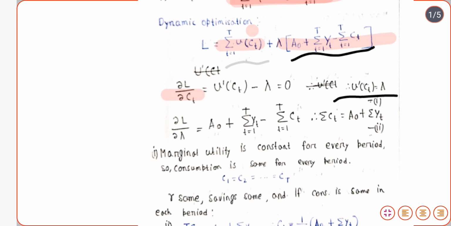Now the question is, what is lambda? Lambda is a constant, so that means we can say from here that marginal utility is constant, because u dash Ct, that is marginal utility, is obtained as lambda. So we can say from here that marginal utility is constant. Okay. Similarly, what can we say externally? We can say that the marginal utility is constant for every period.